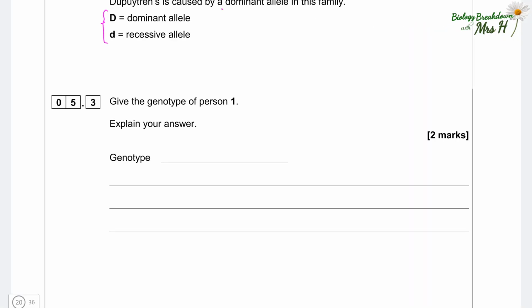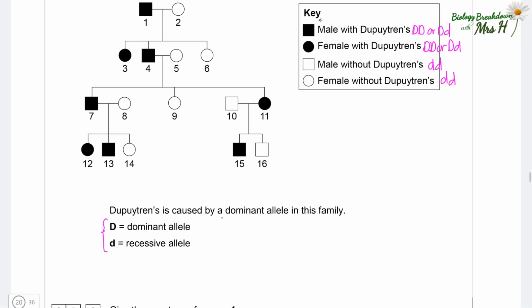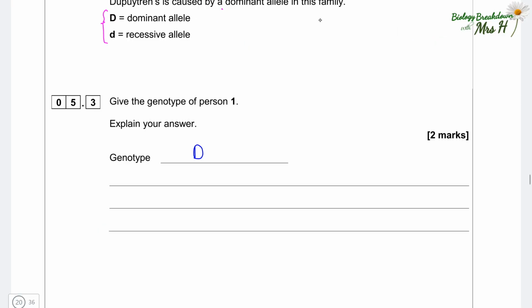Give the genotype of person 1, explain your answer. Now, number 2, who he has children with, has to be little d, little d. And we know that the offspring will get 1 allele from their father and 1 allele from their mother. So the fact that 5 and 6 don't have Dupuytren's means that they must have inherited a little d from their dad, person number 1. So therefore, dad has to be big D, little d. The genotype is big D, little d.